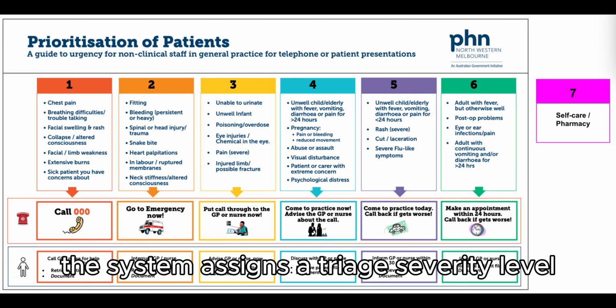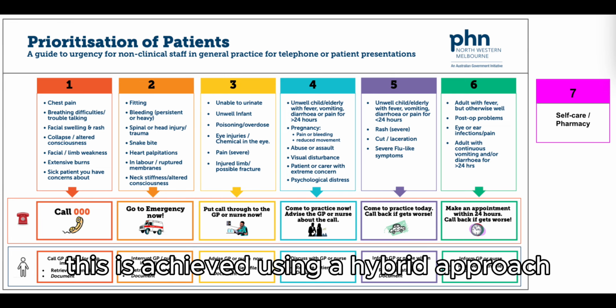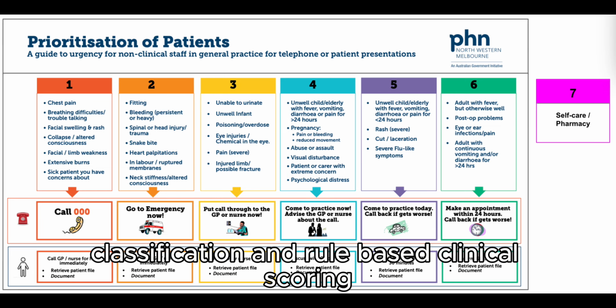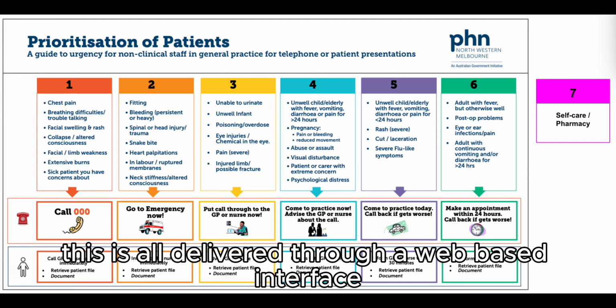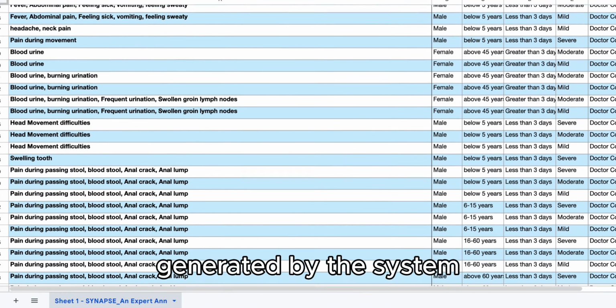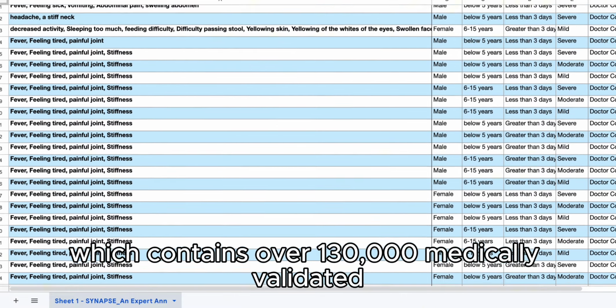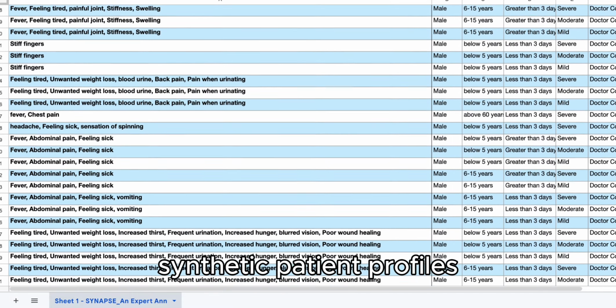The system assigns a triage severity level between 1 and 6. This is achieved using a hybrid approach combining machine learning classification and rule-based clinical scoring. This is all delivered through a web-based interface. Moreover, to provide a medical backing to the outcomes generated by the system, it was trained on the Synapse dataset, which contains over 130,000 medically validated synthetic patient profiles.